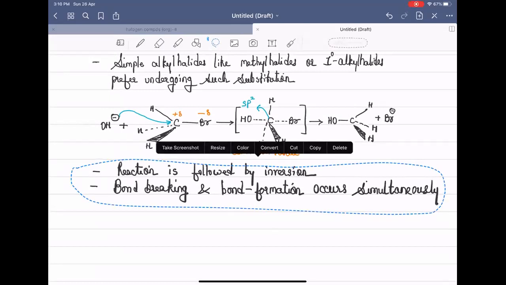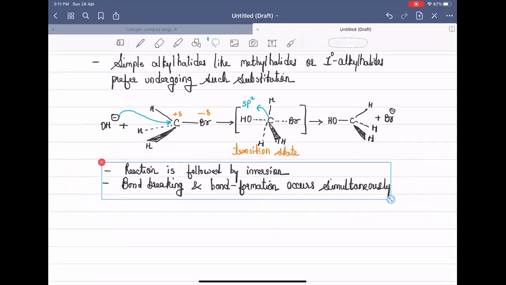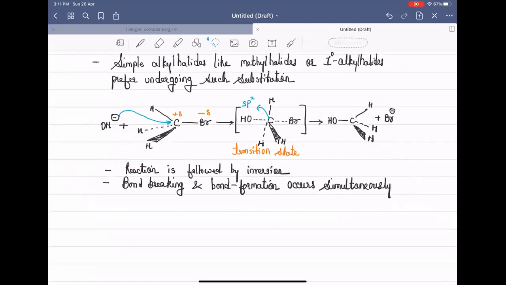Another important thing that I have to point out here is that in such a reaction, both the nucleophile and the substrate, that is the alkyl halide, are involved in the rate determining step. What do you call this? The rate determining step is that step which determines the rate of reaction. Because there is only one step, there is only one rate determining step. So in the rate determining step, both the reactants are involved.